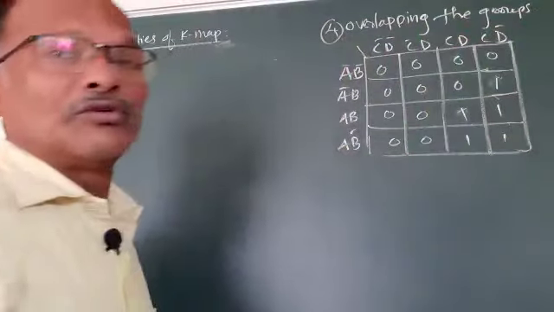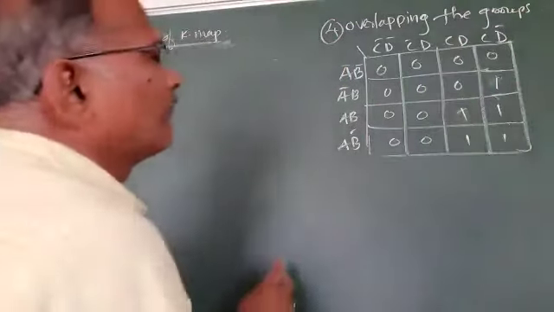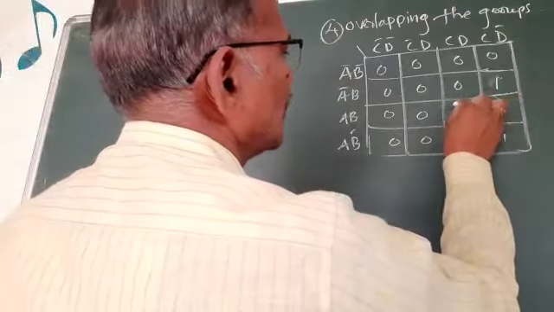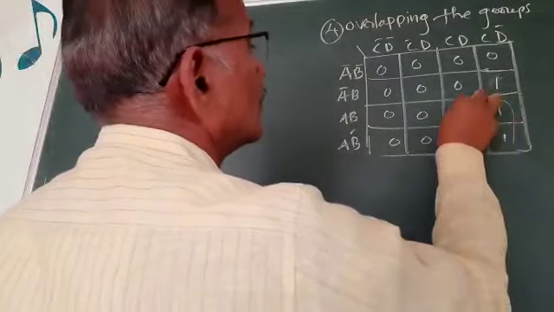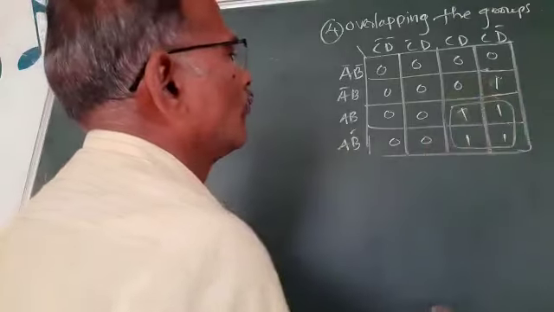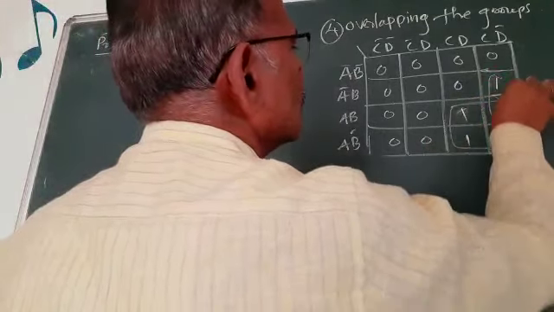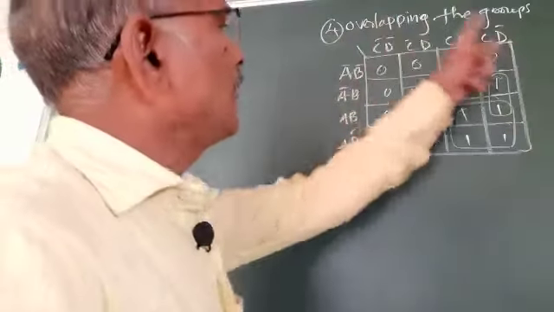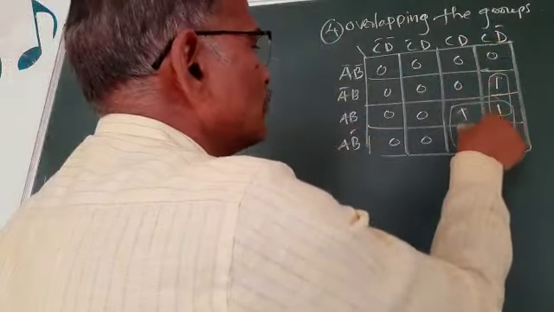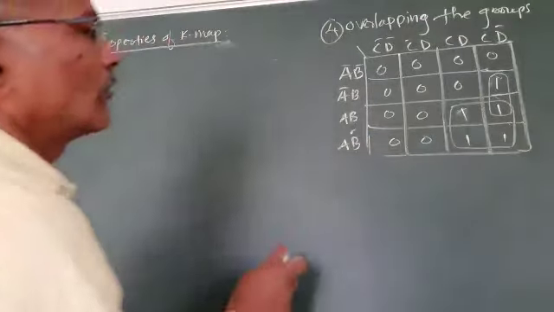Now, overlapping of the groups. How do groups overlap? I will have this K-map, and I will group these fours first, because our rule is to make the group as large as possible. So this is a quad, and this is another group. Here overlapping may be considered. So this one overlaps with this group, and this one overlaps with another group.